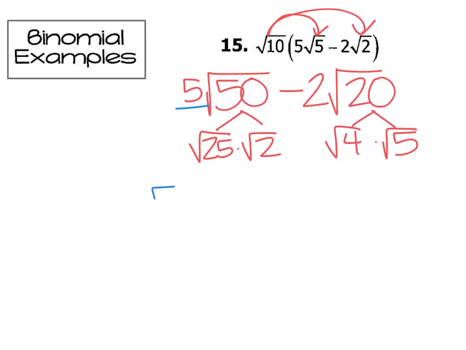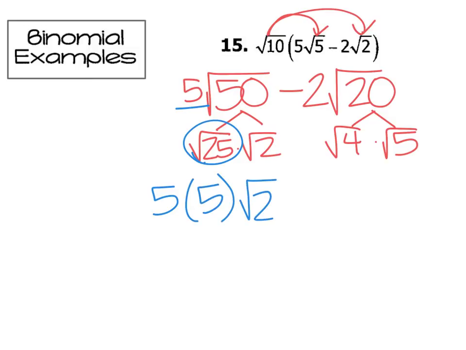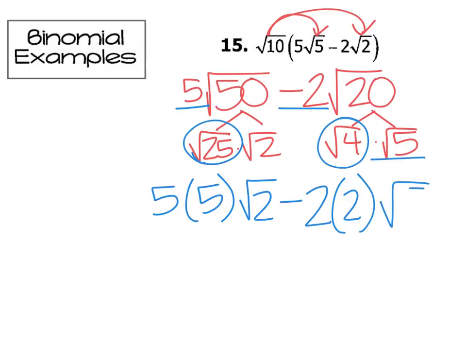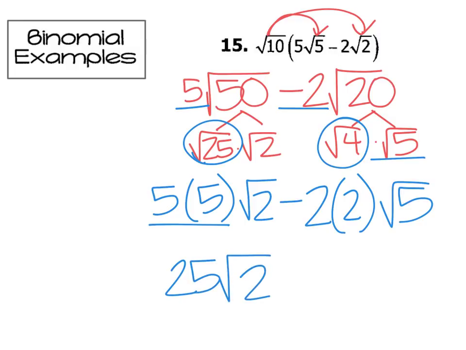So we write a 5 in front times square root of 25, or 5, times rad 2 minus 2 times the square root of 4 is 2 times rad 5. Then we multiply 5 times 5 gives us 25 rad 2 minus 4 rad 5.